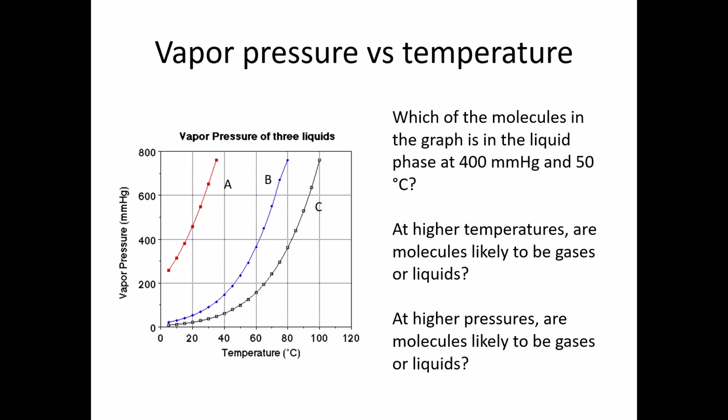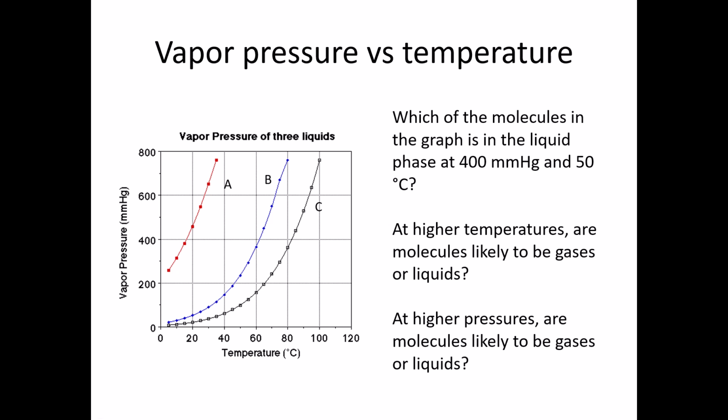A is obviously the most volatile, so at 50 degrees, practically all of it is in the gas phase, because here's its line. But for B and C, very little of it has vaporized at 50 degrees. And in fact, at 400, we're still in the liquid phase. So B and C would both still be liquids at this temperature, and A would be a gas.